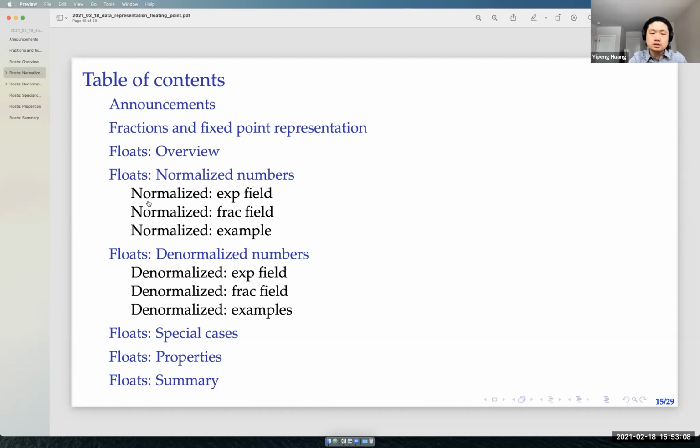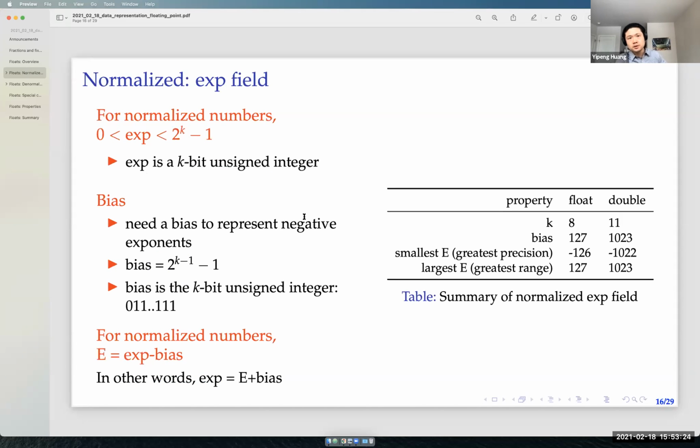When we consider normalized numbers, we'll consider each of the fields separately. There's the EXP field and there's also the frac field, and we need to understand how those translate to the actual real number that we want to encode. First we'll focus on the EXP field, and then we'll talk about the frac field. For normalized numbers, the floating point number is normalized so long as the EXP field is between 0 and the maximum possible number.